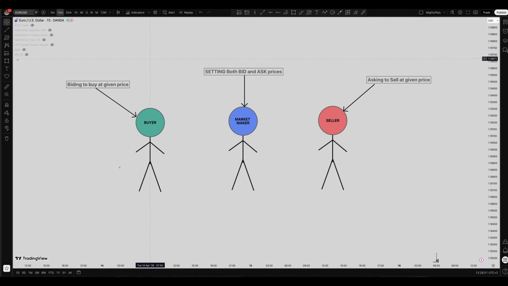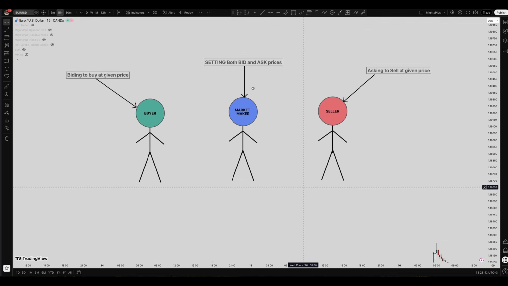So the number of buyers who are bidding to buy at a certain price has to be higher than the number of sellers who are asking to sell at that given price for the price to be able to go bullish. I hope you guys understand that. If there are very many people bidding to buy at a certain price, then the price is most likely to go bullish. But before it goes bullish, the person who is going to determine that is the market maker right here in the middle, because all these bids and the asks from the sellers are going to go through the market maker. Now, how does the market maker work?